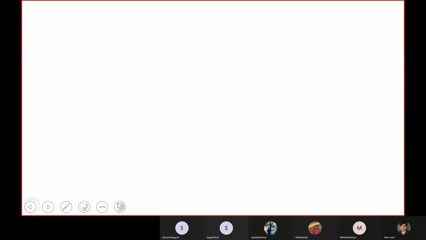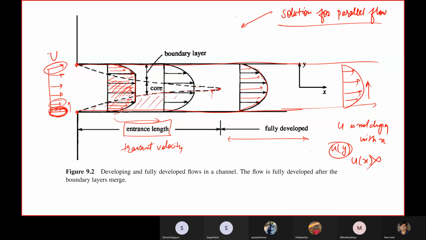The region where diffusion of momentum starts propagating from the wall is called the boundary layer region, and in this region your viscous effects dominate over inertial effects. So viscous effects are more as compared to the inertial effects.